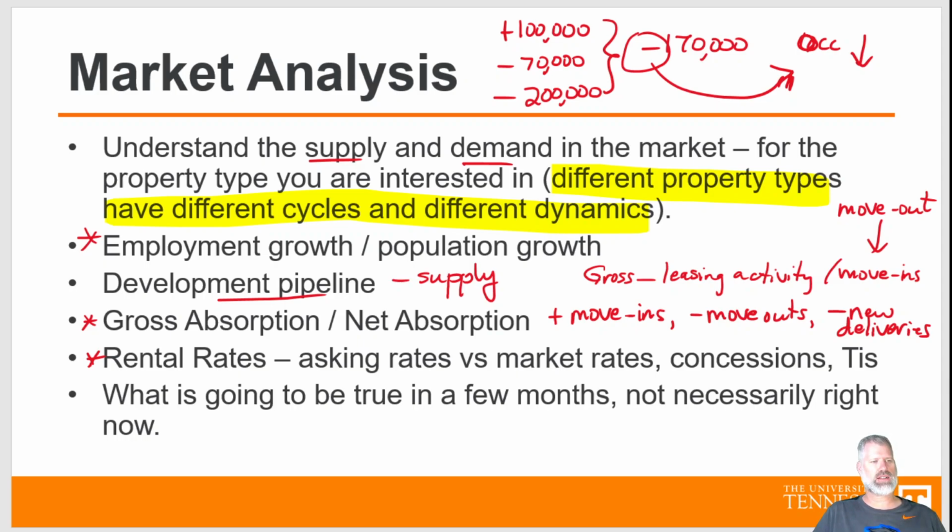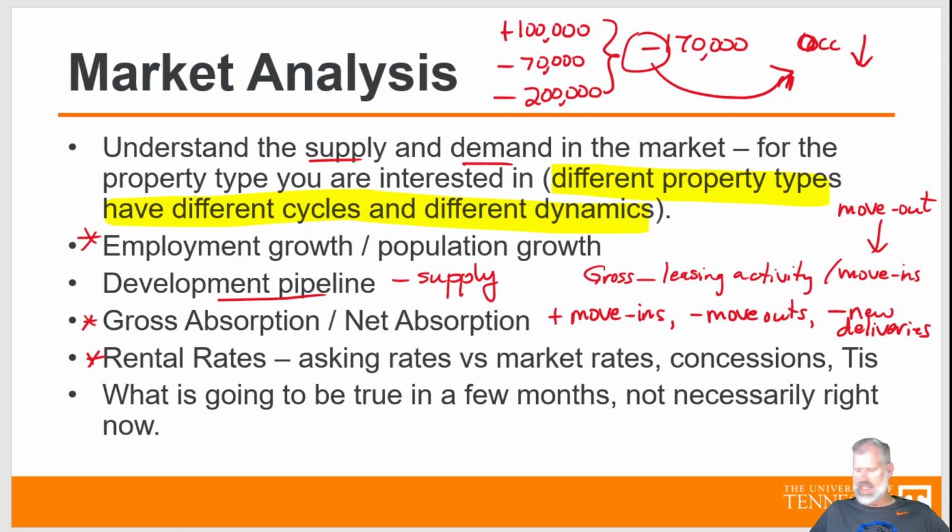And that takes into account things like concessions. So if landlords are offering free rent, maybe 3 months of free rent or 6 months of free rent for new deals, that's kind of affecting the effective rates that landlords are getting. And we also need to think about the tenant improvements, what's going on, and how that affects rental rates.